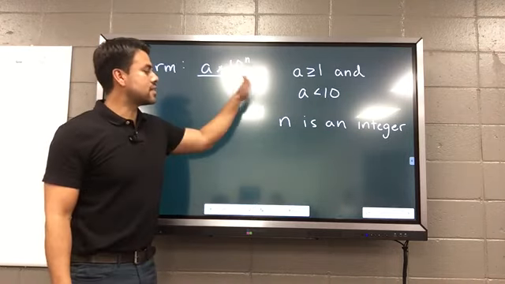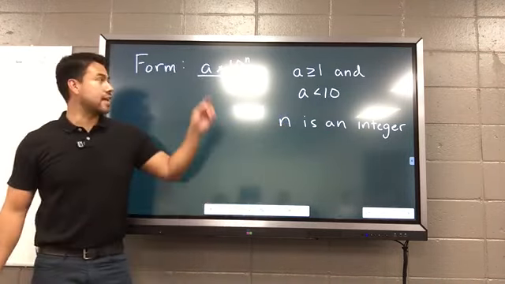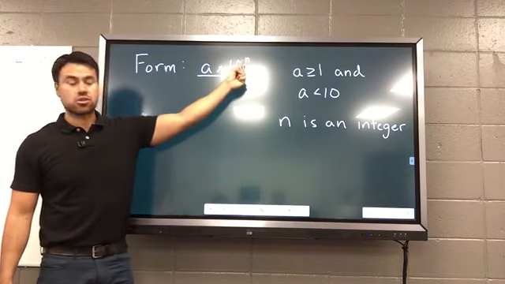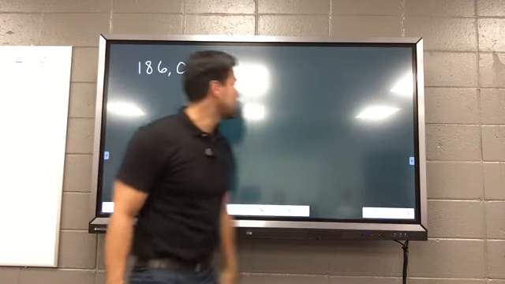Okay, so write this down here. And again, I'm going to summarize this. A has to be a number between 1 and 10, and n has to be an integer. Let's look at our first example.